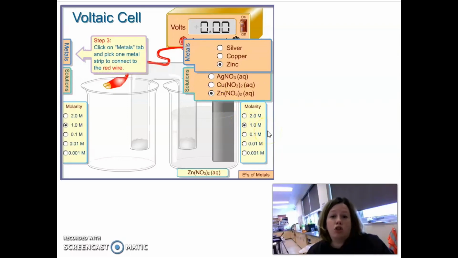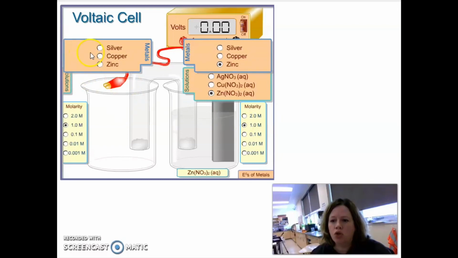Molarity means the concentration of the solution. So if you remember back in chemistry, we talked about how concentration of reactants can change the rate of a reaction. That'll come into play here. So I'm going to keep this just at 1 molar, and then I'm going to come over here.